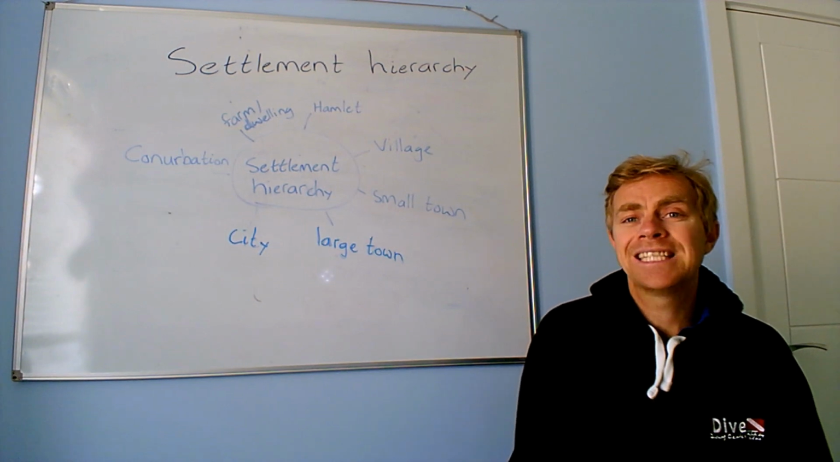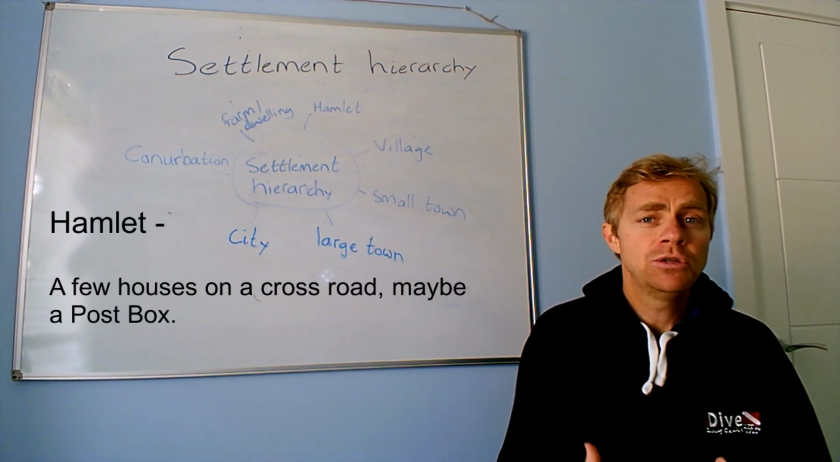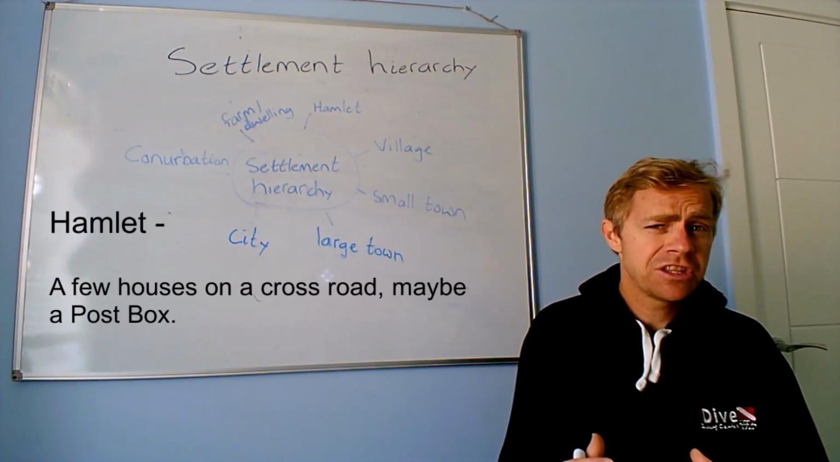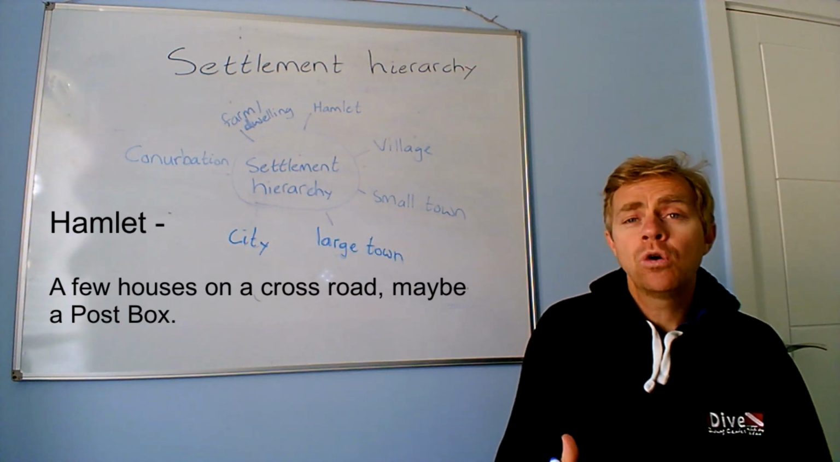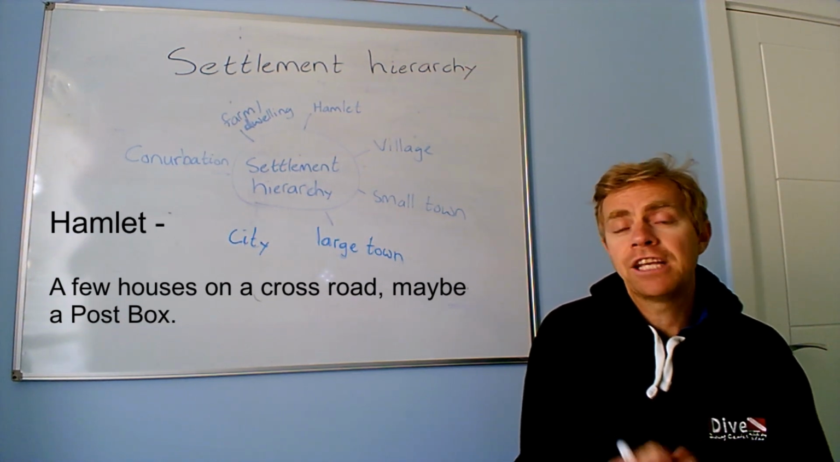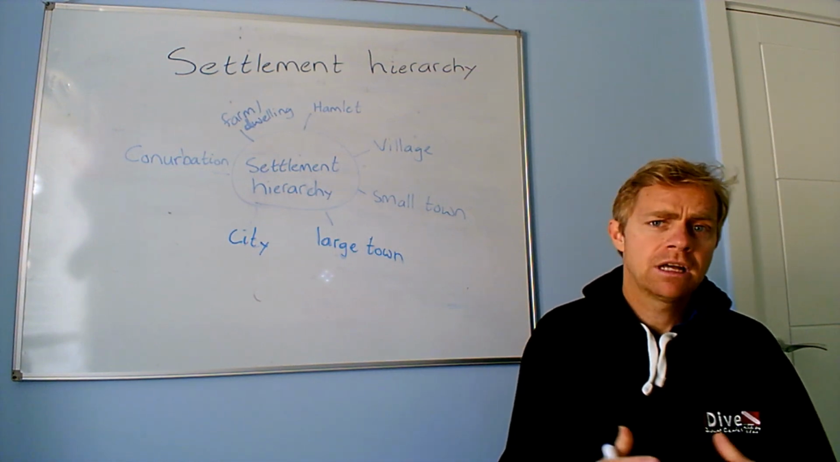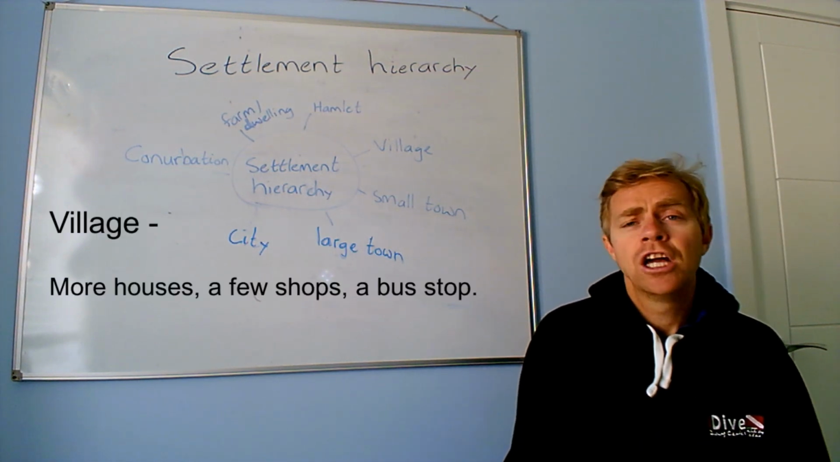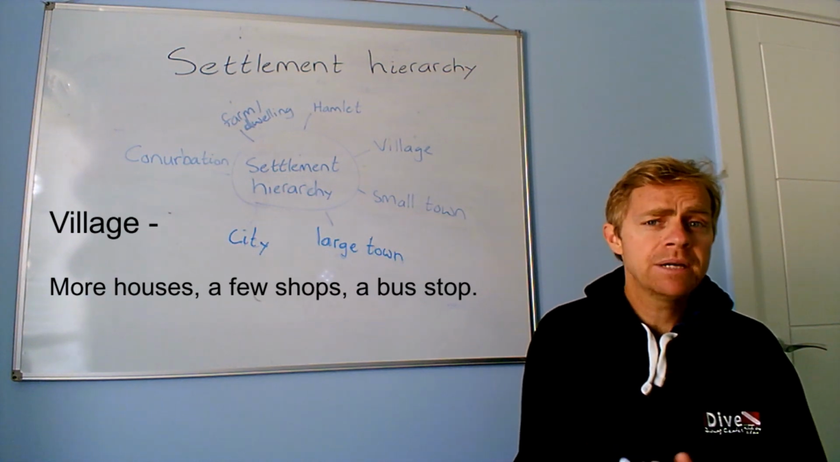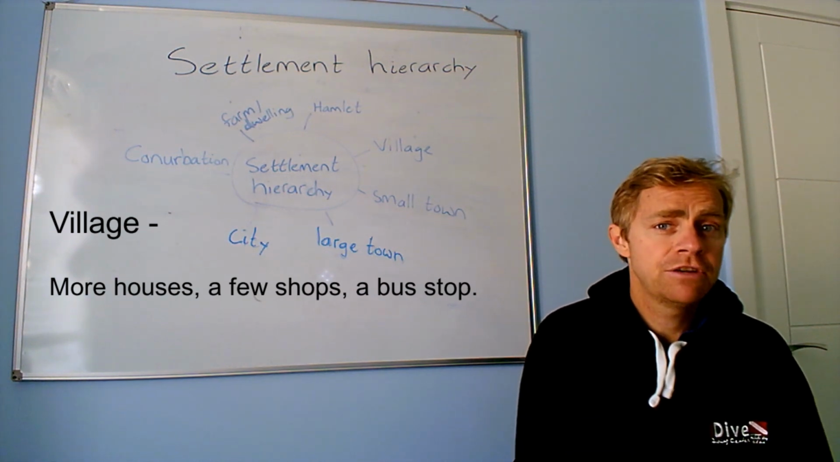The next stage up is a hamlet. This is where you tend to have a few houses near each other, kind of single numbers, normally on a four-way crossing, and if you're lucky there might be a post box. After that you have a village, slightly bigger, there's a few more houses, you might have a corner shop or two, maybe a post office, a more regular bus service.